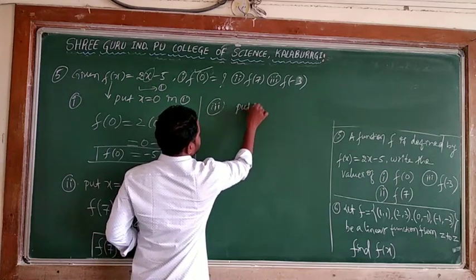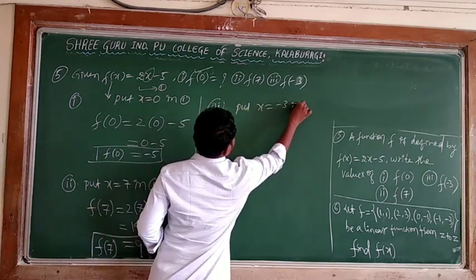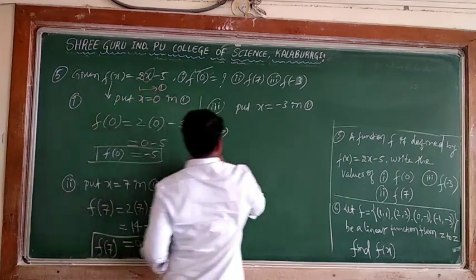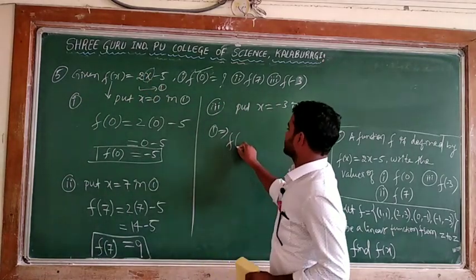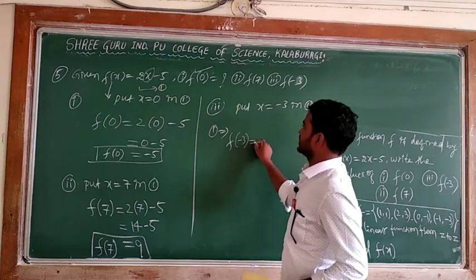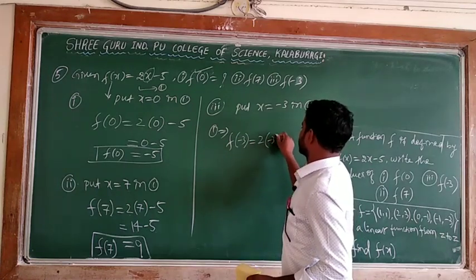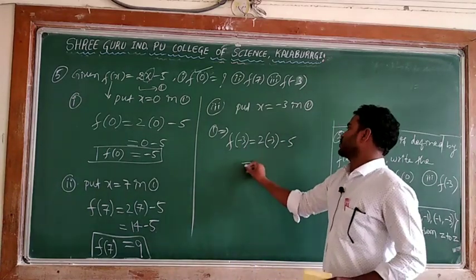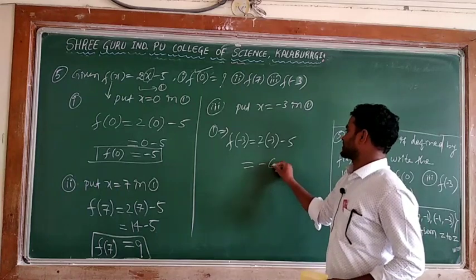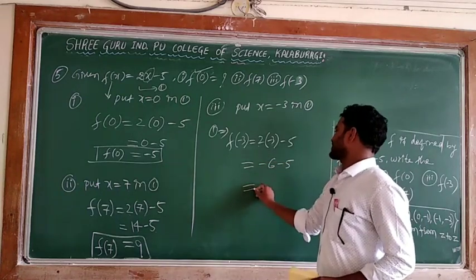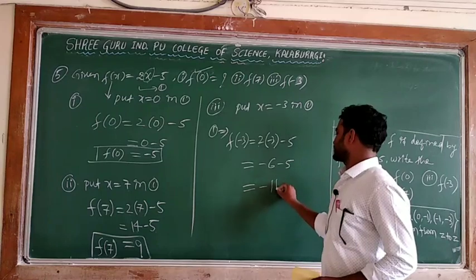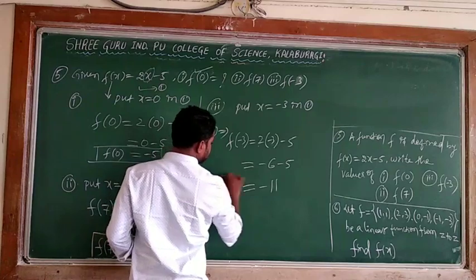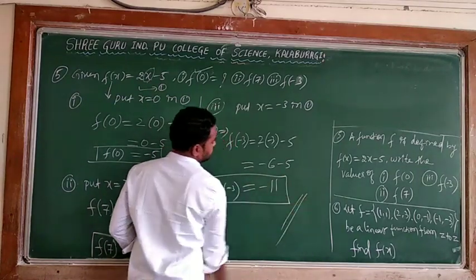Next, third one. Put x is equal to minus 3 in equation 1. Equation 1 implies f of x, in the place we are writing minus 3: 2 into minus 3 minus 5. In the place of x, I am writing minus 3. So 2 into minus 3 is minus 6, minus 5. So minus 6 minus 5 is minus 11. That is the value of f of minus 3. This is also a simple problem.